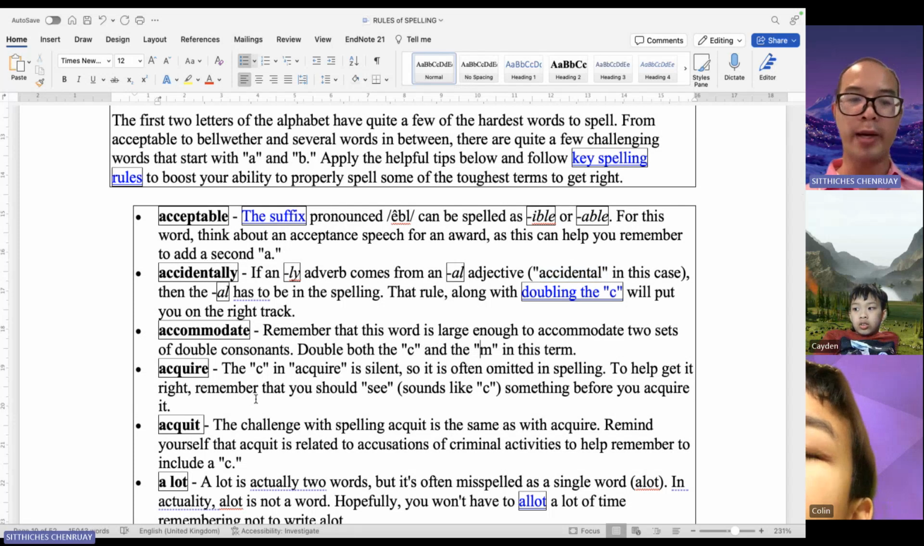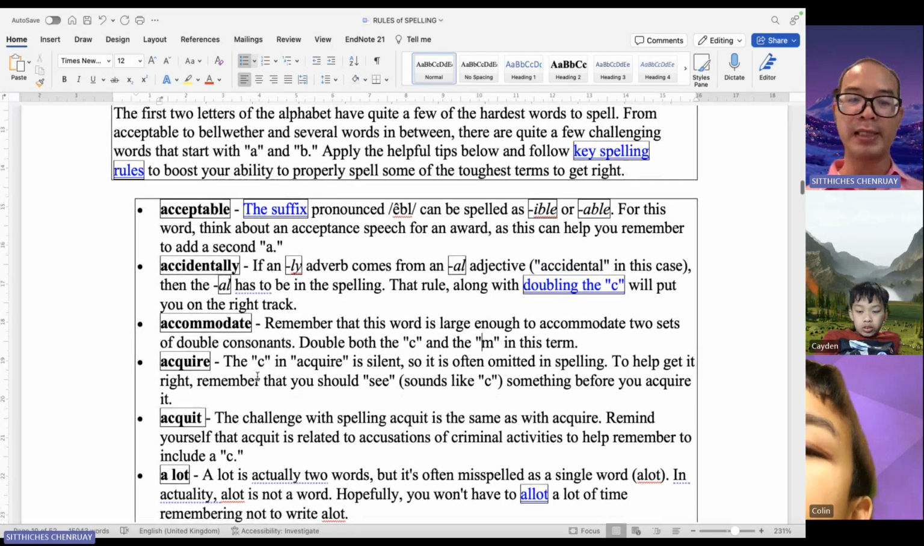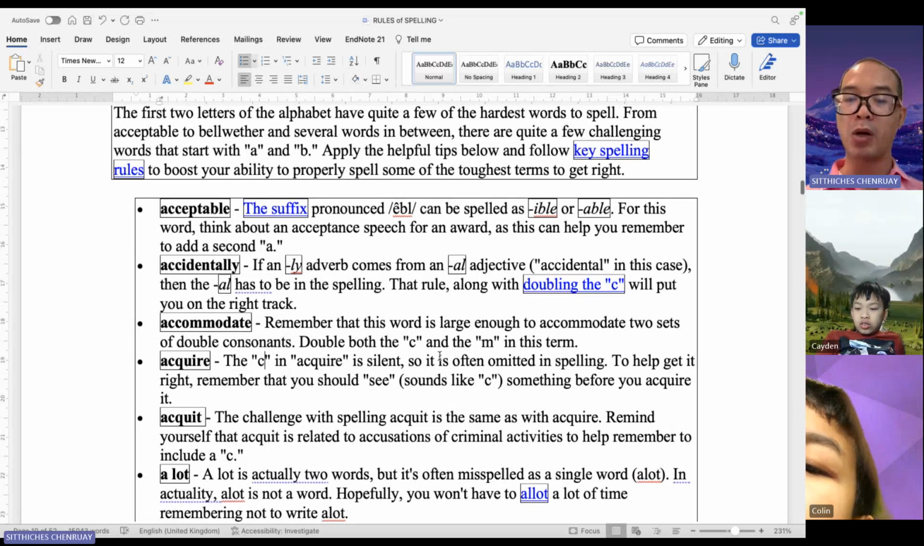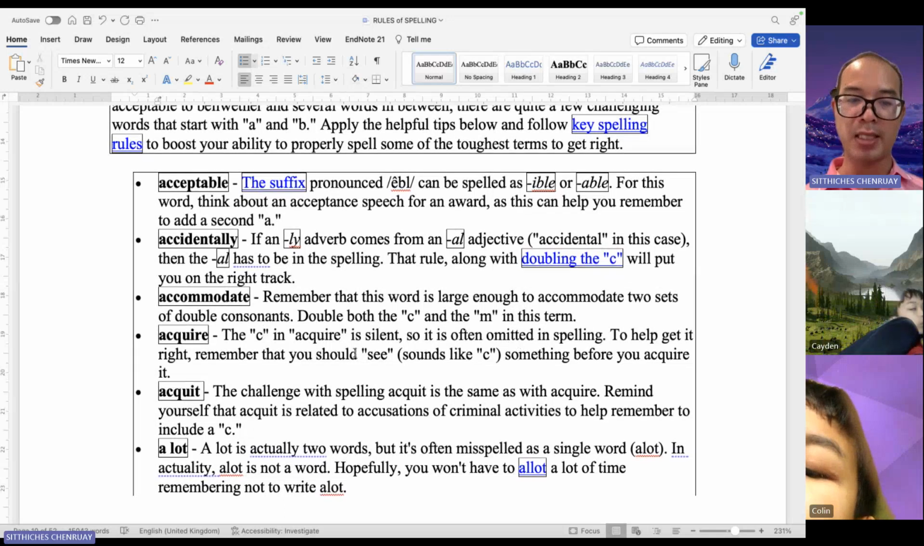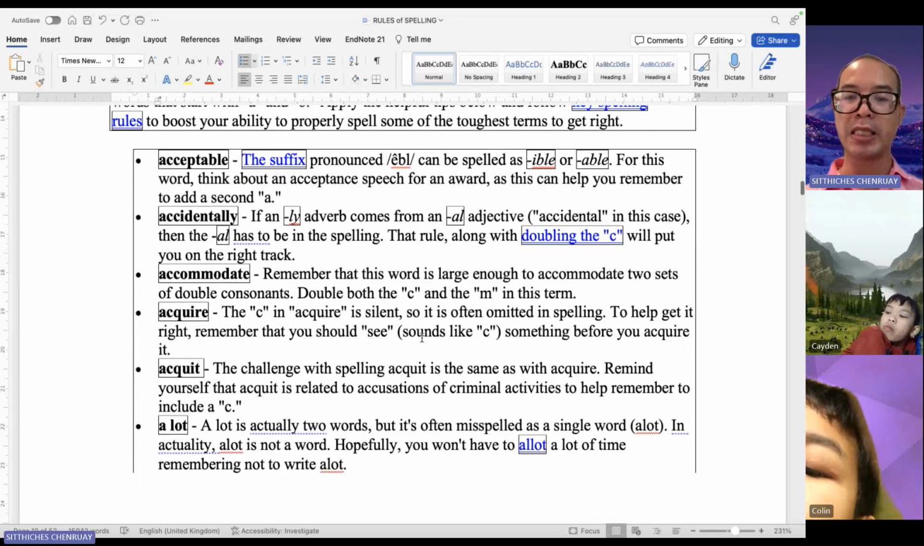Okay, double both C and M. Accommodate. Acquire. The C in acquire is silent, so it is often omitted in spelling. To help get it right, remember that you should see something before you acquire it, and see sounds like C.